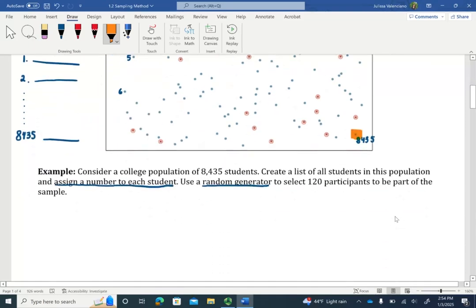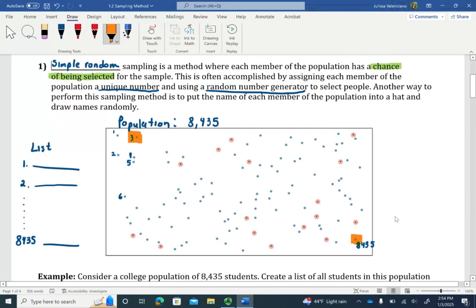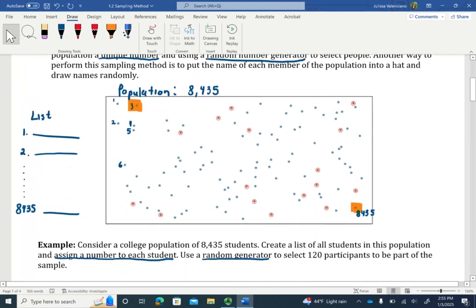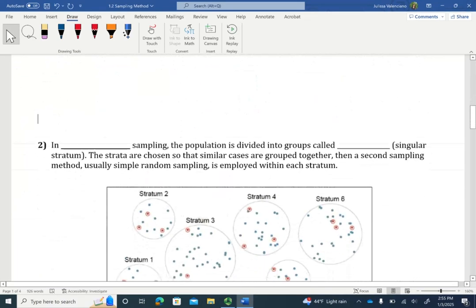Okay. Now, this is the best sampling method. Every single person in the population gets a chance of being selected. Let's go ahead and look at another sampling method.